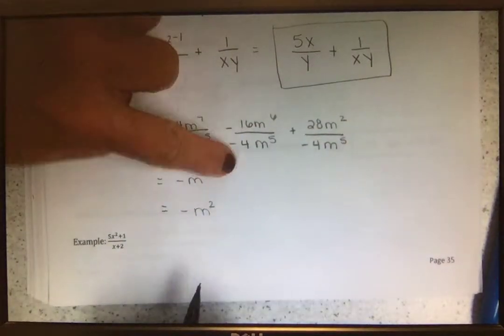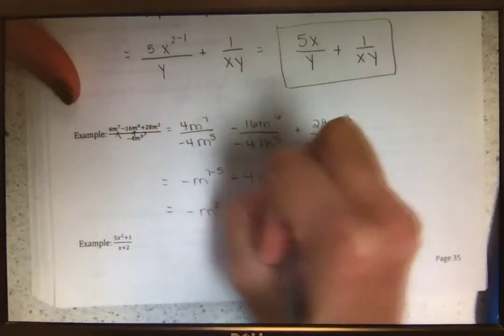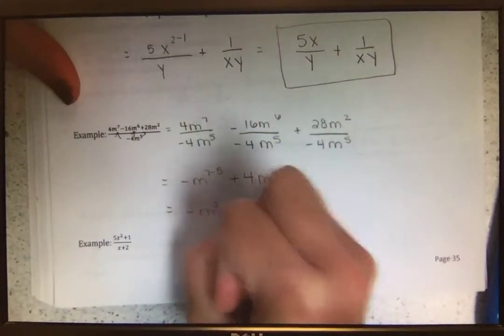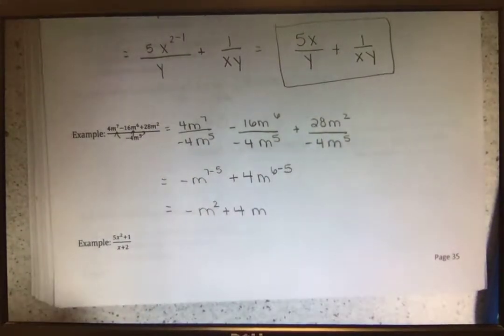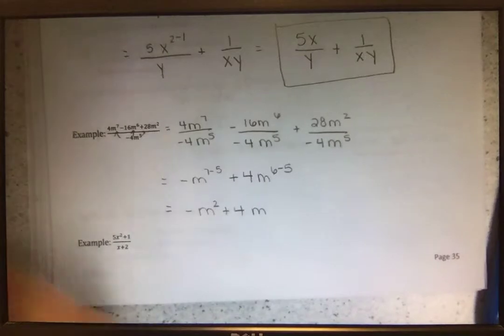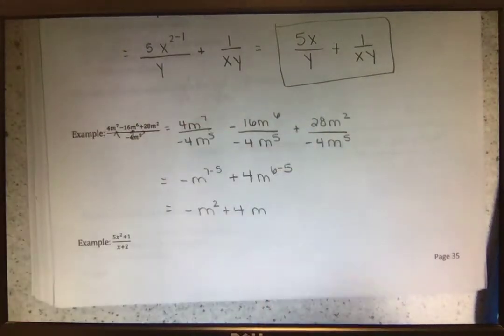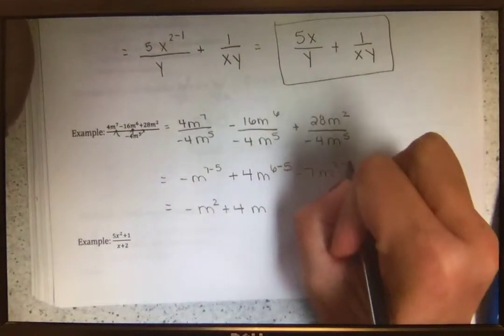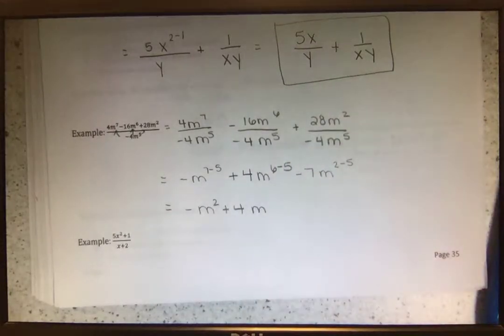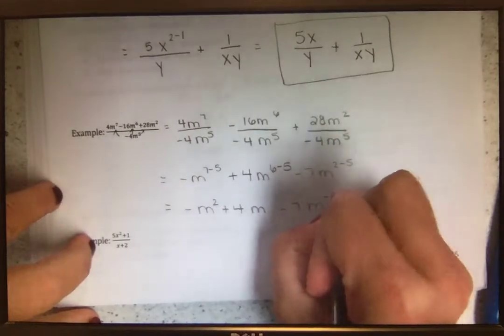Negative 16 divided by negative 4 will leave us with positive 4. And then subtracting our exponents. So positive 4. M to the 6 minus 5 will leave us with m to the first power, or just m. Next, we're left with 28m squared divided by negative 4m to the 5th. 28 divided by negative 4 is negative 7. And then subtracting our exponents, we have m to the 2 minus 5. So negative 7, m to the negative 3 power.